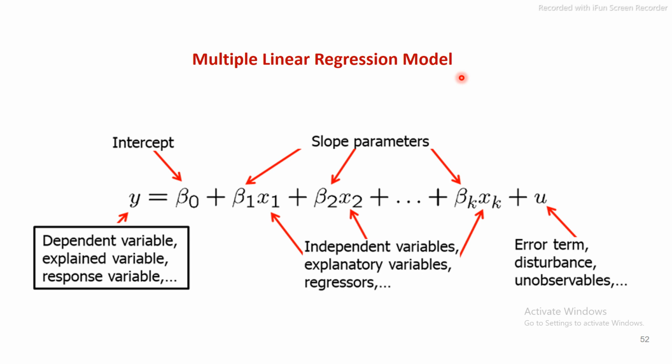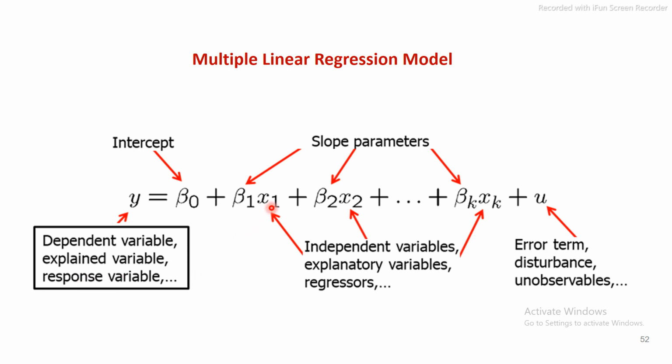There is also something called multiple linear regression. It's just an extension of simple linear regression, which I have already explained. Here Y is your dependent variable. Don't get confused if someone says explained variable. The dependent variable is also called the explained variable or response variable. These terms are used interchangeably, so don't get confused.